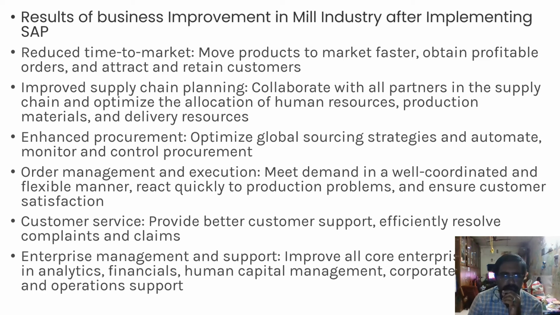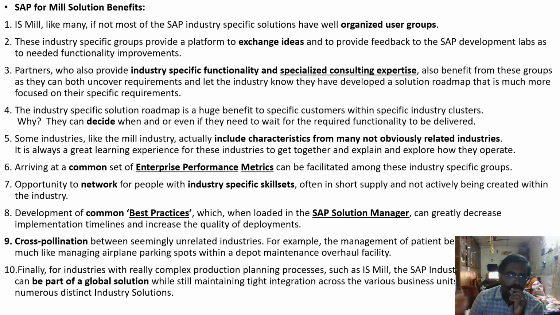This is again about the general topics. What are the benefits or business improvements in procurement, sales, order management, enterprise management, supply chain planning, and delivery to the customer? All these things can be optimized or improved by implementing SAP in the mill industry or any mill industry. Now we are talking about SAP IS Mill, a dedicated or specific solution.